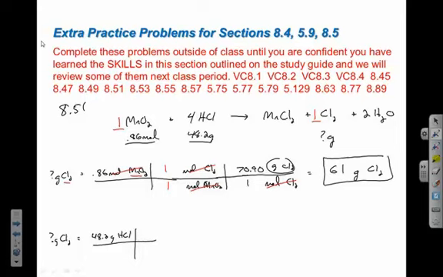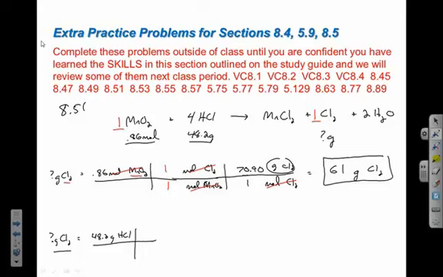But I don't know if it can all react, because if I only have a little bit of HCl, then if I run out of that, I won't be able to make as much Cl2 as I calculated there. So I need my second calculation to figure out how much Cl2 I would get from the amount of HCl I have if it were to completely react.